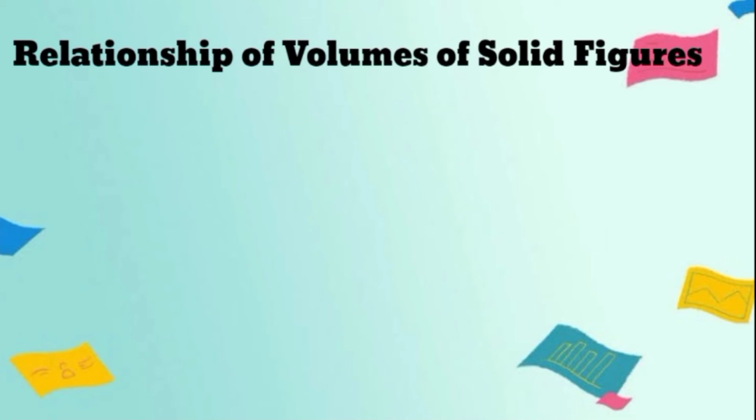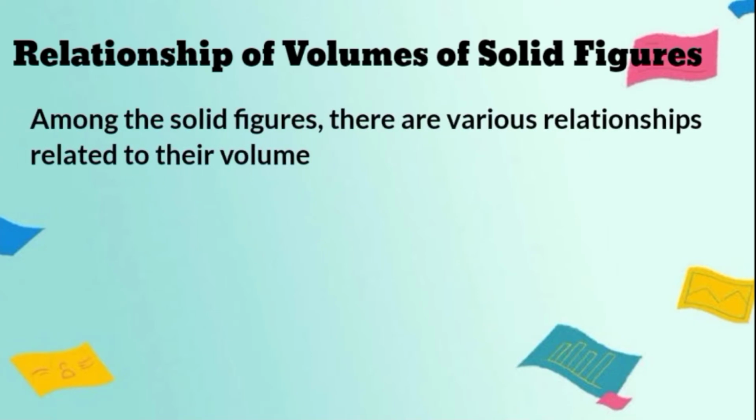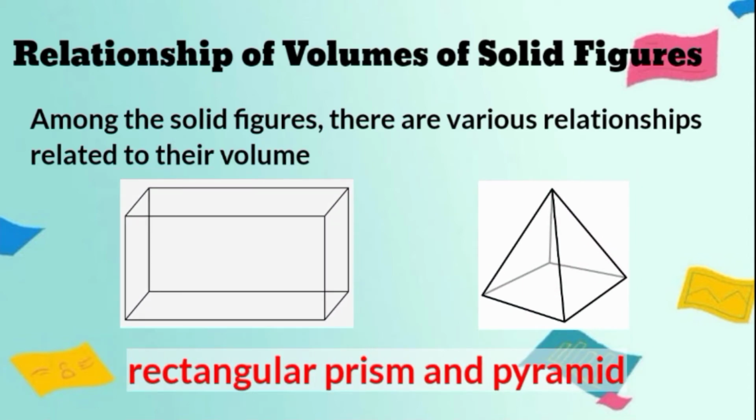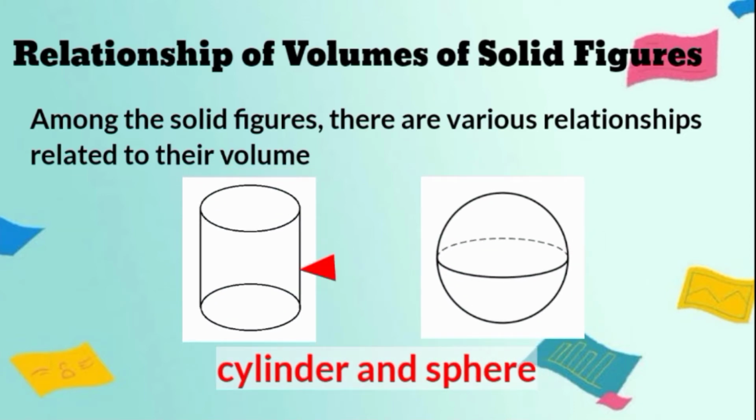Now let us move on to the relationship of volumes of solid figures. Among the solid figures, there are various relationships related to their volumes. These relationships of volume of solid figures are the following. First, we have the relationship of rectangular prism and pyramid. Second, the relationship of cylinder and cone. And the third one is the relationship of cylinder and sphere.